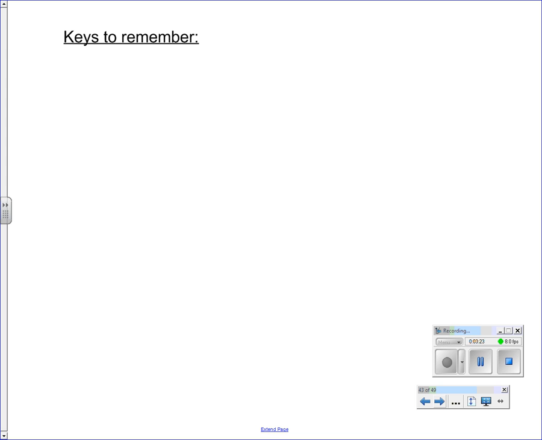Some things to remember while we're working through and verifying trig identities. This is different than solving an equation. That's the biggest thing to remember. We work with each side separately. We work with one side at a time.